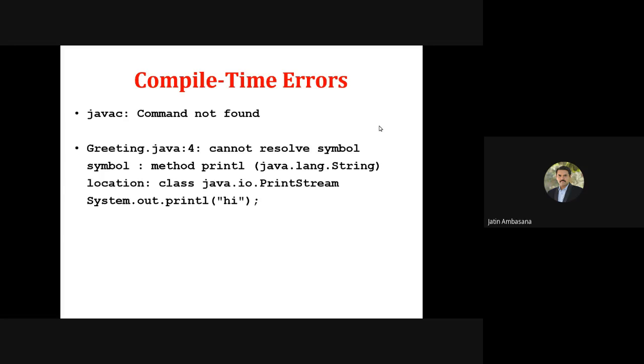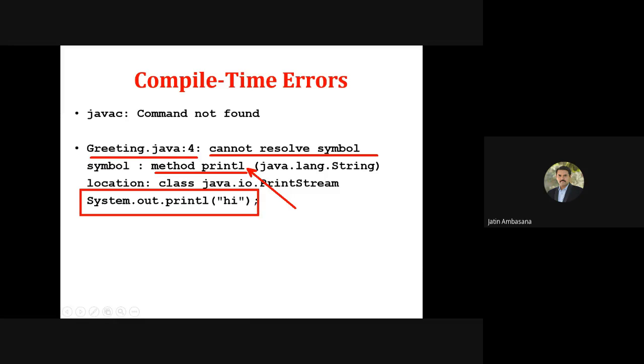And there can be various compile time errors that you might get. For example, javac command not found. You might not get the javac command on the command line. You can also get an error like Greeting.java:4 cannot resolve symbol, method printL. Here, instead of println, you have typed the method as printL. That's why you're getting this error. So make sure you don't make these kinds of minor errors.